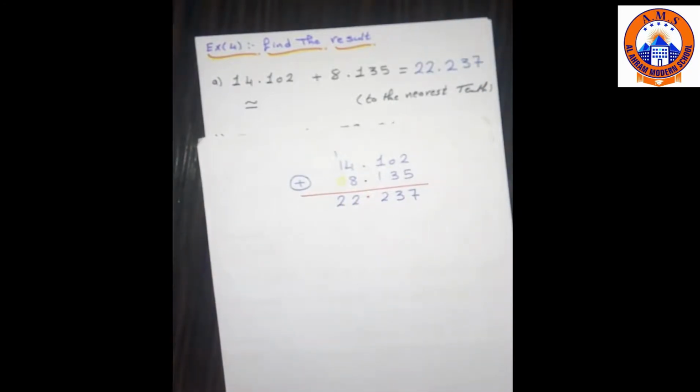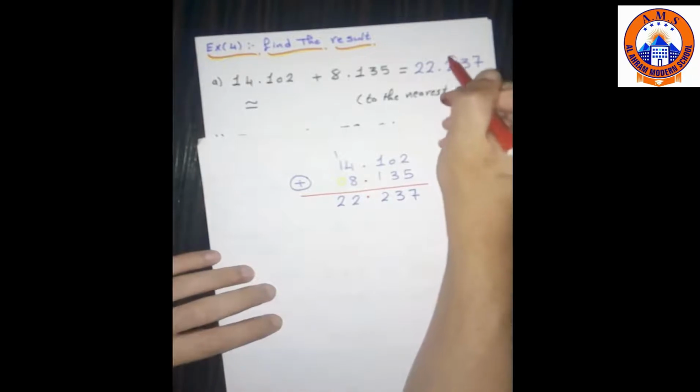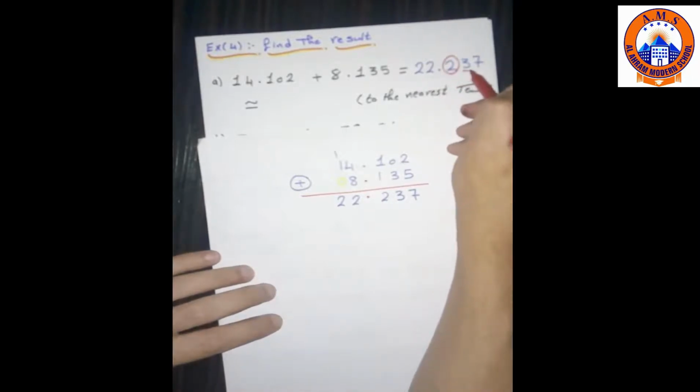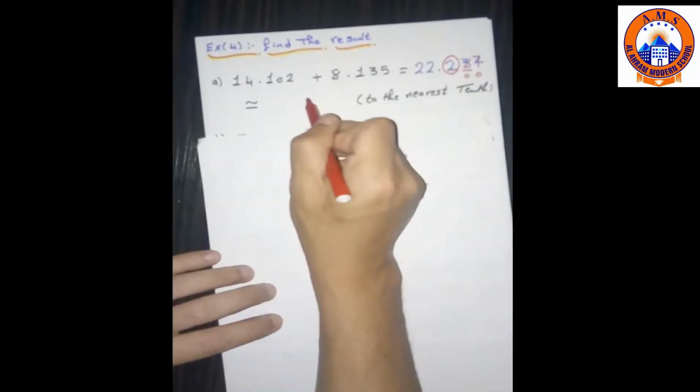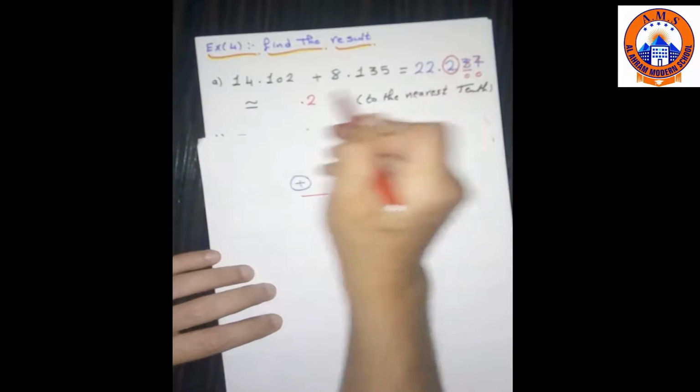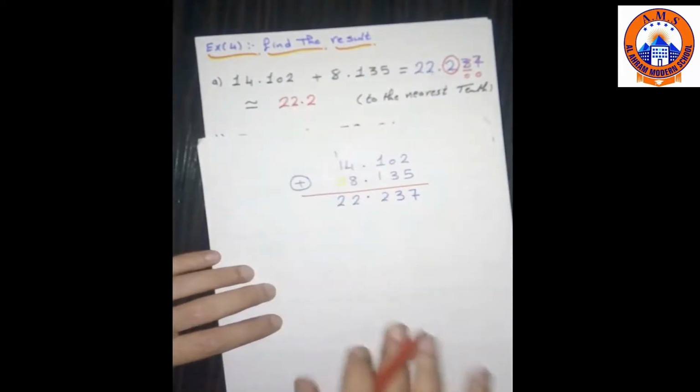Then we approximate this result to the nearest tenth. The tenth digit here is the number 2, the first decimal place, and the following digit is 3. All the following digits turn into zeros. This 3 is a poor number, so 2 stays as it is. Then we have 22. Next question.